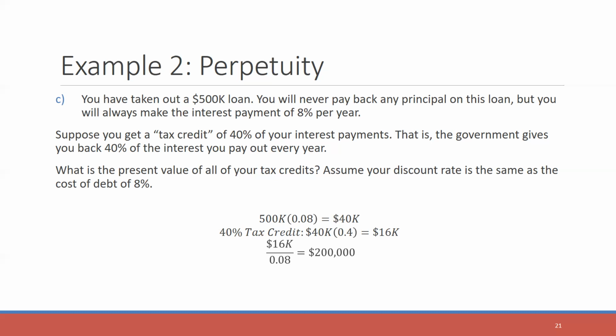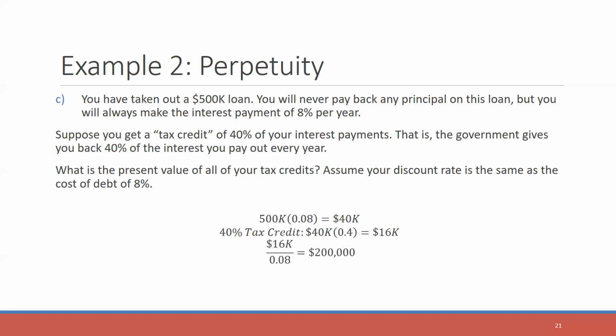And I know that I'm going to receive that tax credit every single year forever. Why? Because we said that I have this loan that I'm holding perpetually, and all I'm doing is paying the interest on it. Okay, so how do I calculate the present value of that tax credit? I'm going to take that 16K and divide it by my discount rate, 0.08. So when you do the math, hopefully you'll find that it equals 200,000.